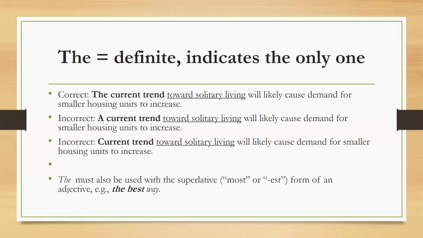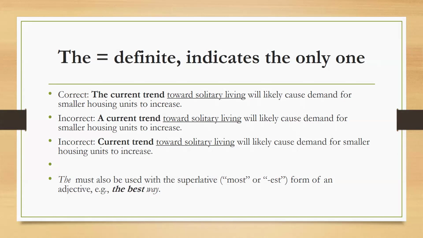Then definite, the, is for definite. When you are sure it is referring to only one thing and not the other. So correct sentence: the current trend toward solitary living will likely cause demand for smaller housing units to increase. The current trend. So you know for sure that there is a current trend of living alone, requiring a large number of smaller housing units.